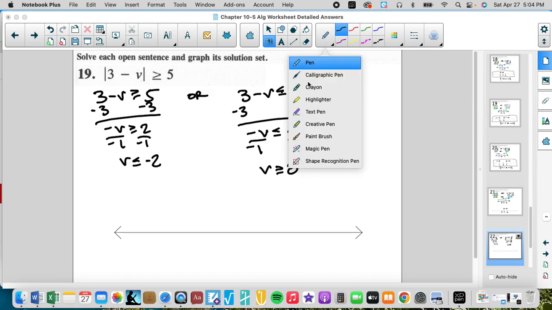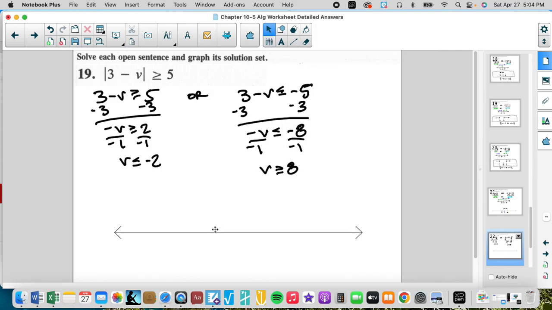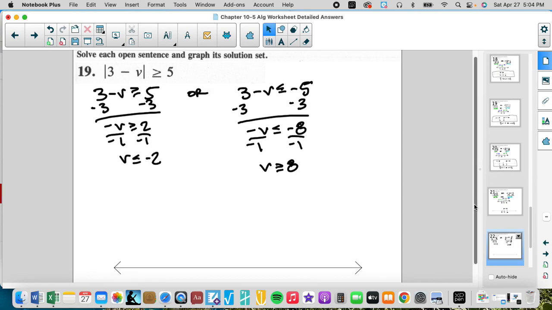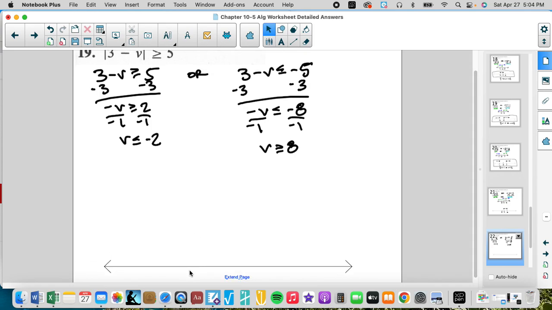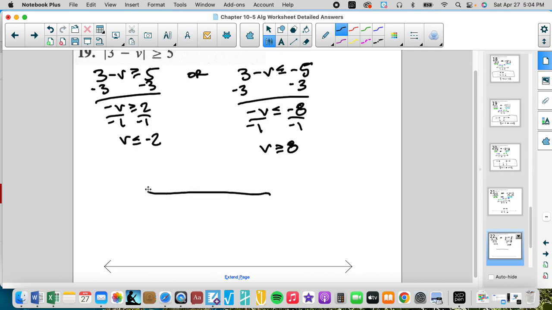So, let's move this because we got to do our sketch solution. Move you down there. Let's do our sketch. Negative 2.